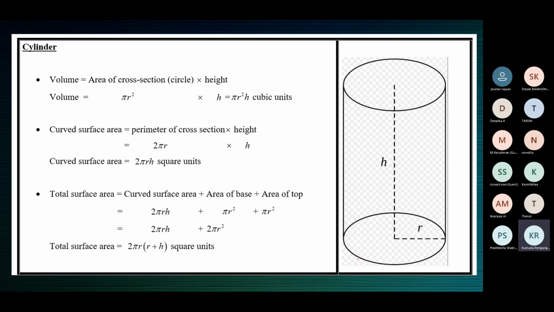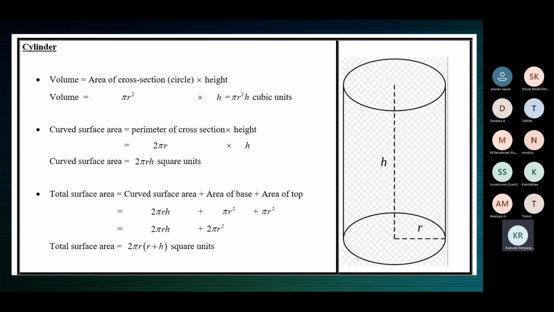Now this is a cylinder. What you see on your screen is a cylinder of radius R and height H. Supposing you find the volume, radius and height were given to you, and it comes out to be 300 centimeter cubed. The volume is 300 centimeter cubed.